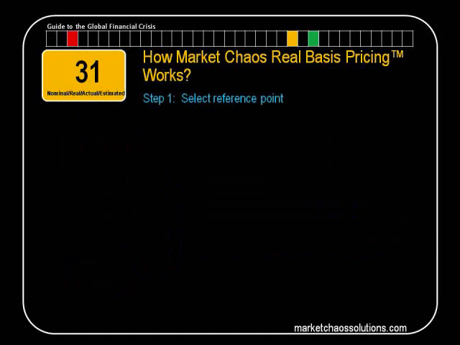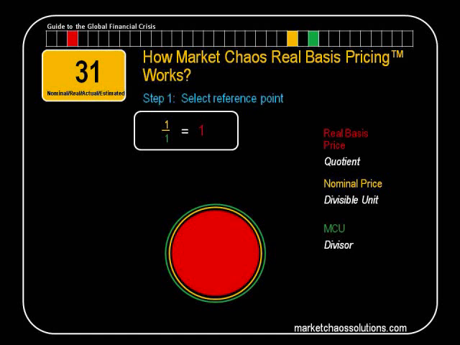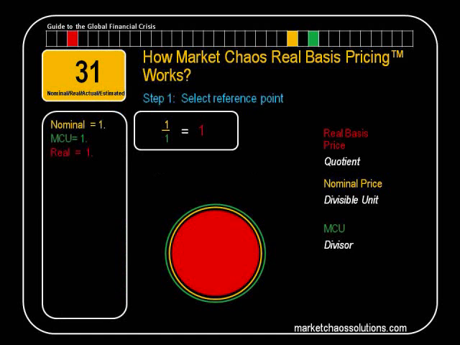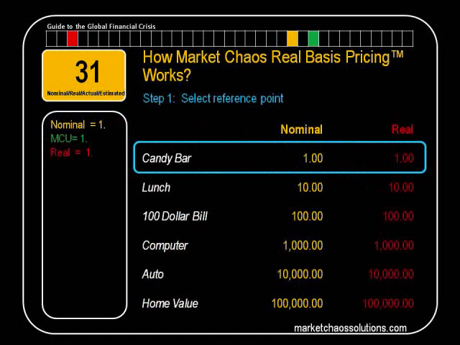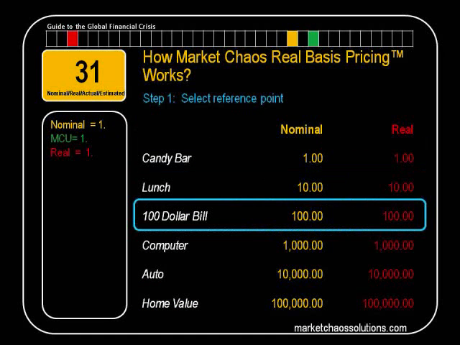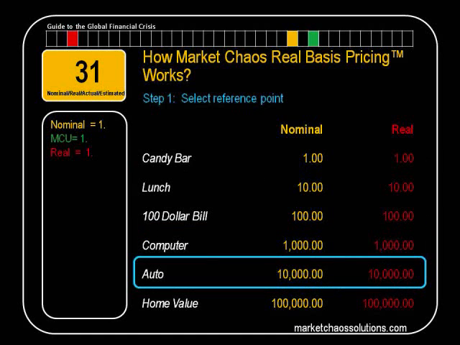The first step to Market Chaos real basis pricing is to select a reference point. Reference value can be any value. For this illustration, our reference value is 1. Venn circles for rate of change are the same. All values are set at 1, nominal, MCU, and real. Prices of selected goods and services at reference.